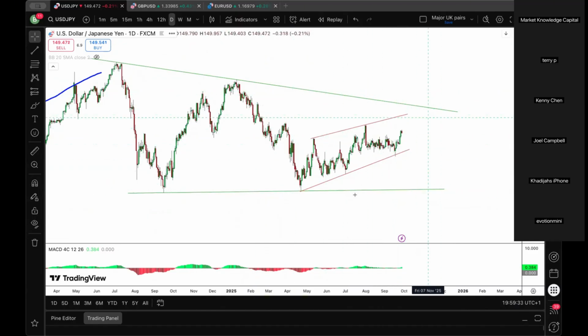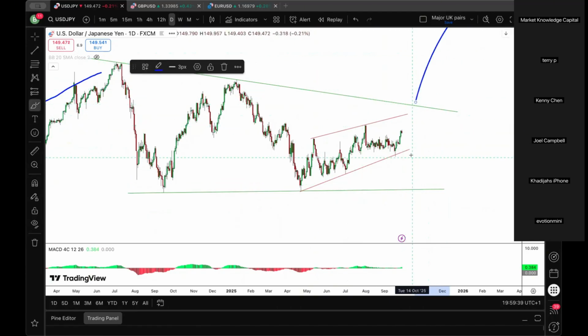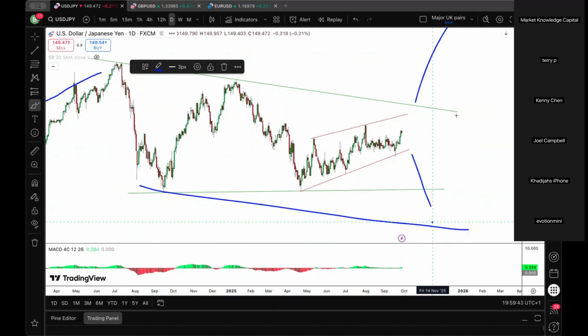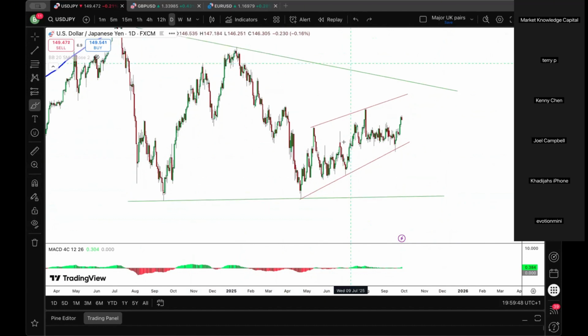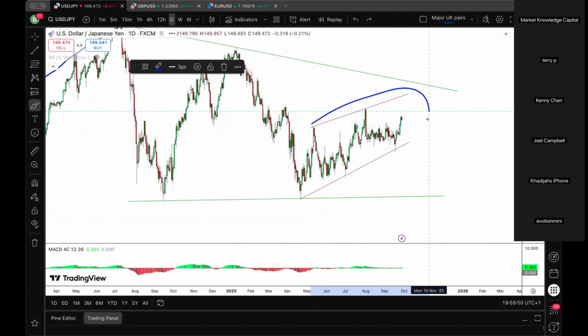So now that we're looking at this formation that we're currently in, what we want to identify is, are we going to go up to break it, or are we going to do another leg down again and do a bigger corrective formation before we go up? The only way we're going to identify is by understanding what the price is going to do in this structure here.